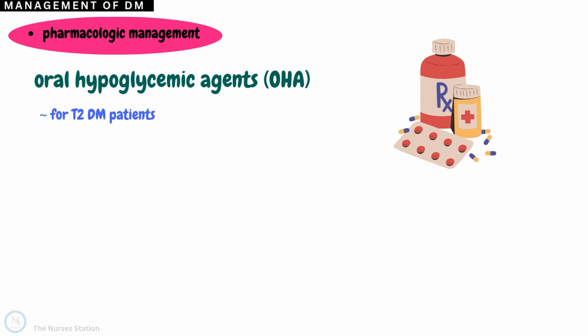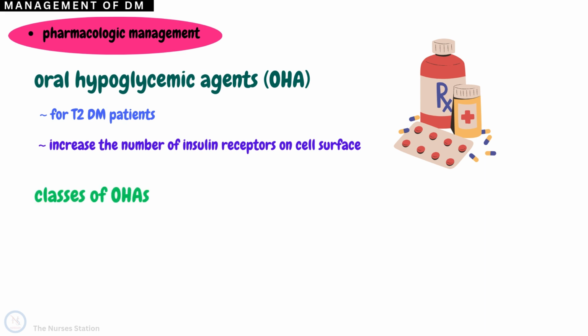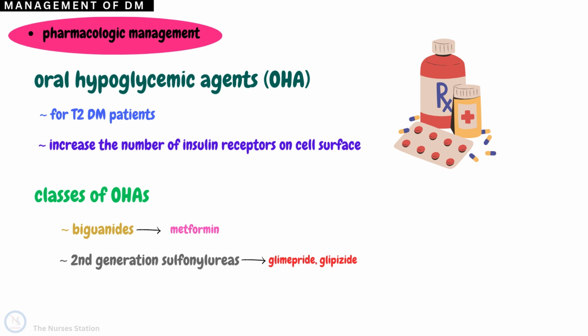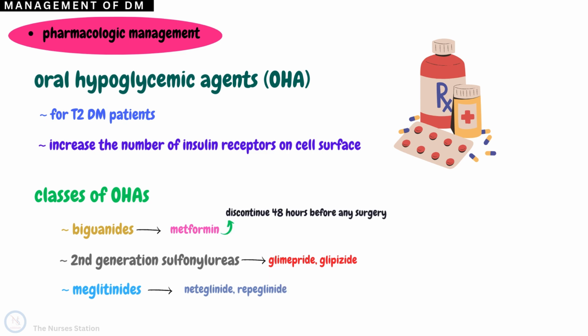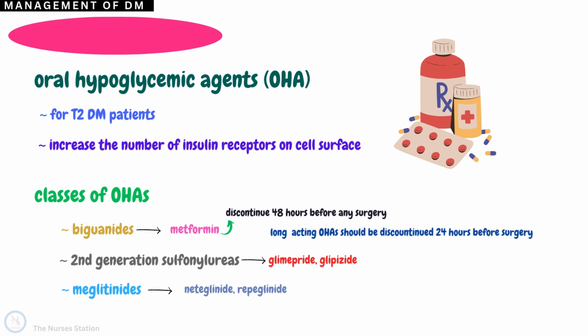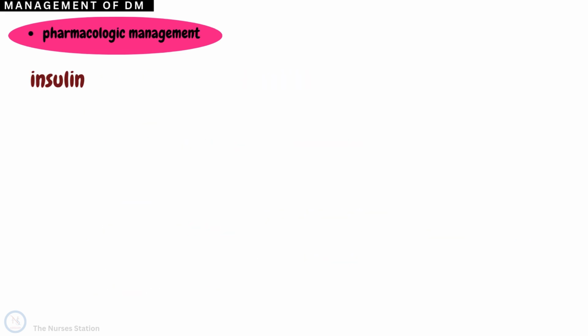Oral hypoglycemic agents increase the number of insulin receptors on cell surface to enhance insulin action. There are various classes of oral hypoglycemic agents like biguanides, metformin, second-generation sulfonylureas, glimepiride, glipizide, meglitinides, nateglinide, repaglinide, and so on. Metformin should be discontinued 48 hours before any surgery and other long-acting oral hypoglycemic agents before 24 hours of surgery. Insulin is mainly used to treat type 1 diabetes mellitus.